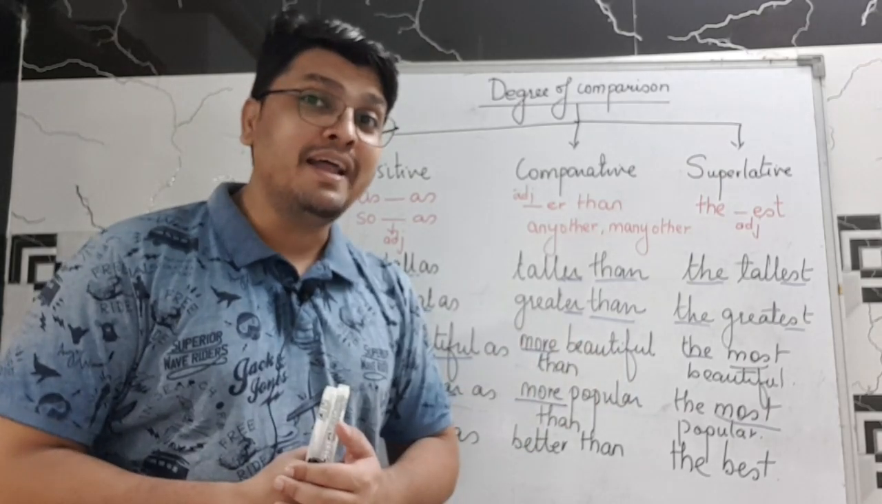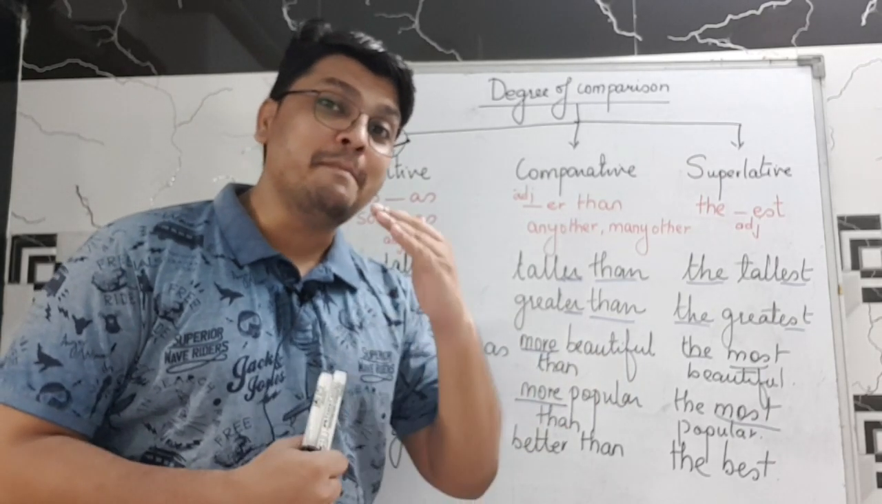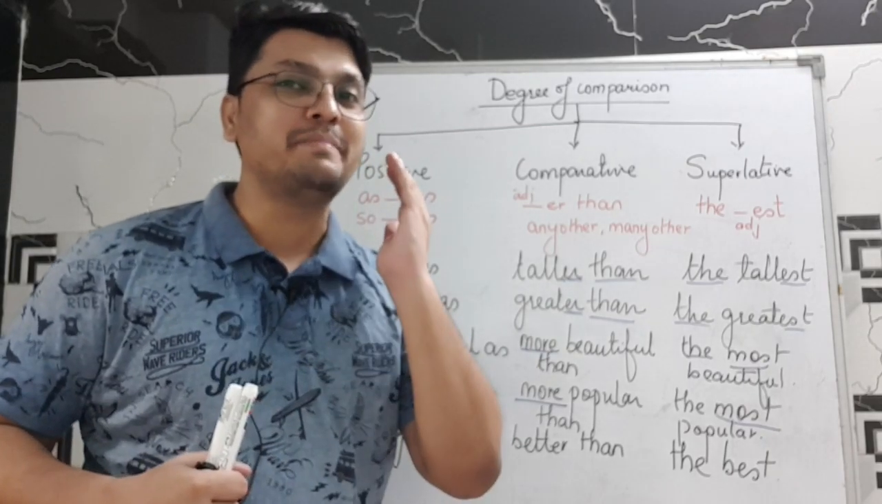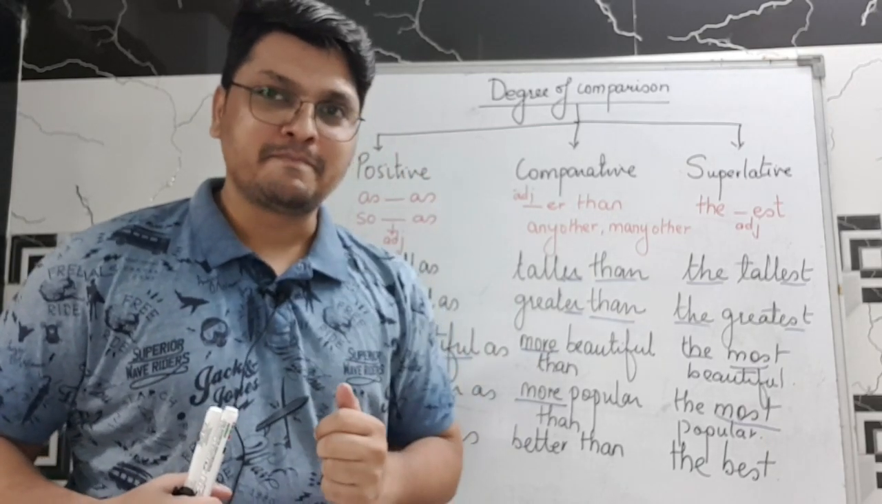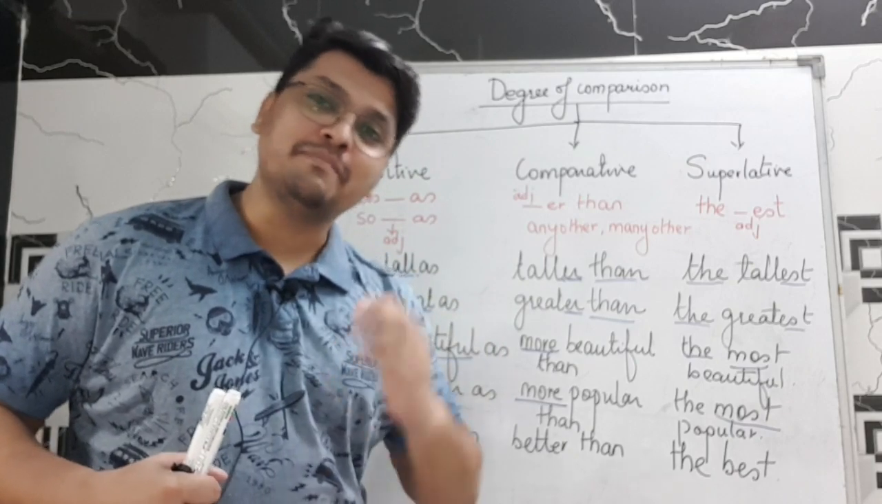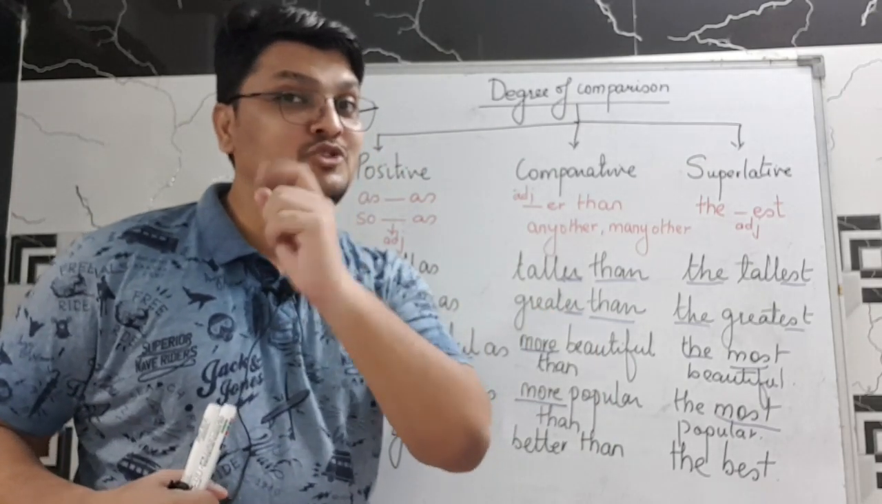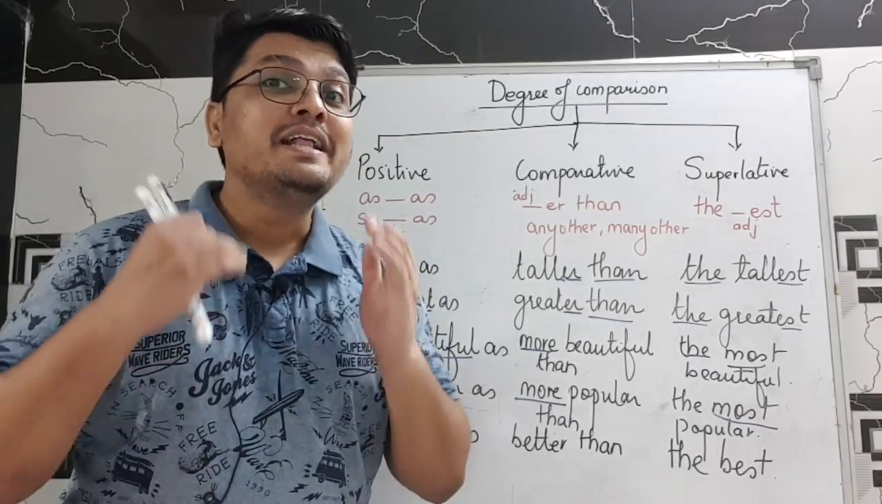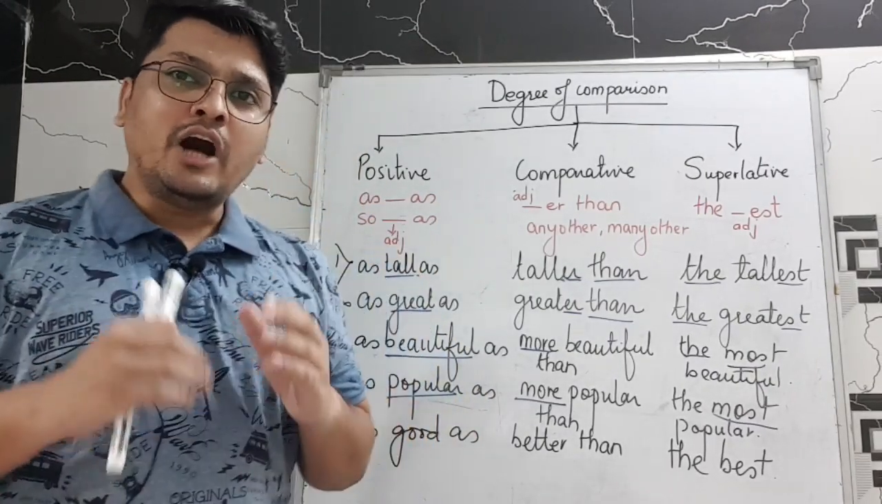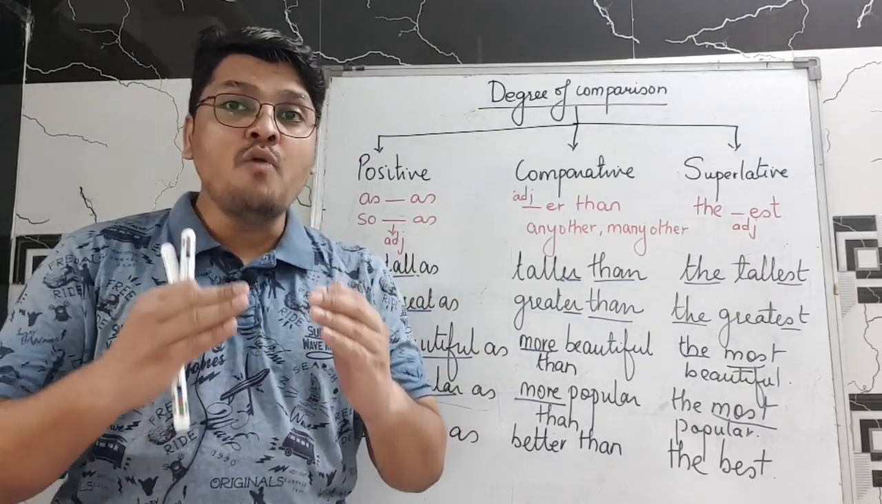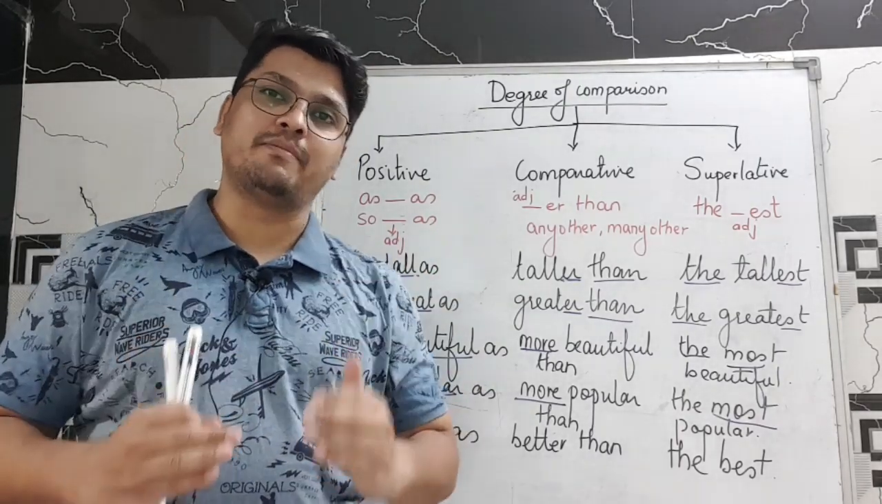Same with bad, it became worse than in comparative, and in superlative it became the worst. Same, as little as became less than in comparative, and in superlative it became the least. Now students, these were the basics. Now we will come to the transformation.